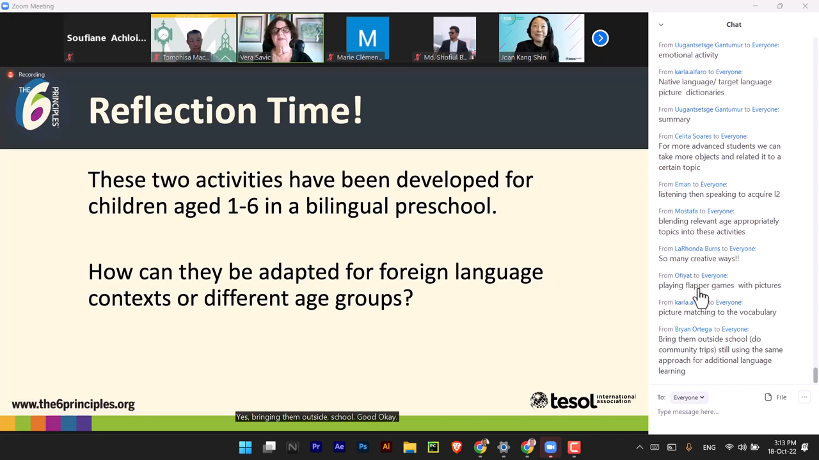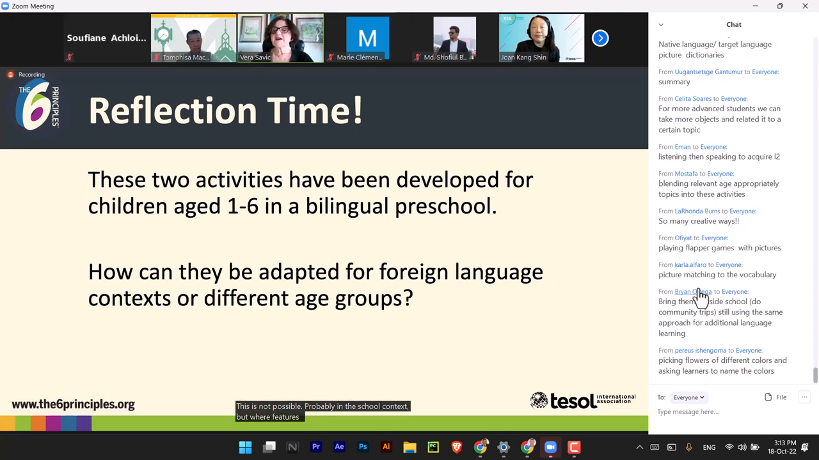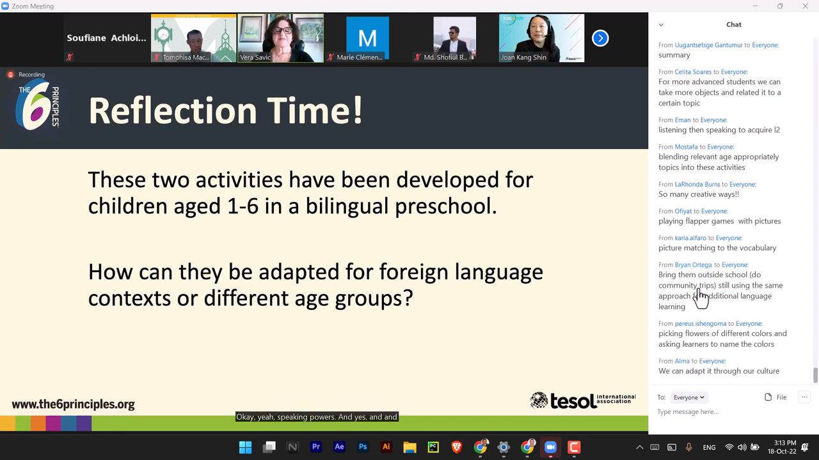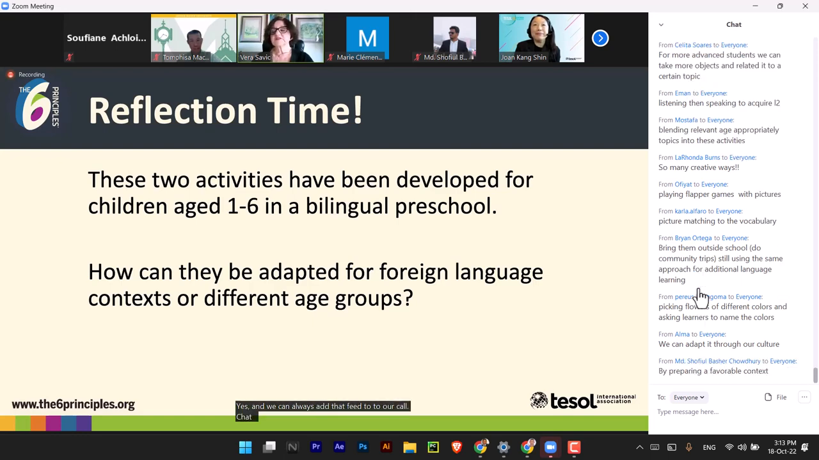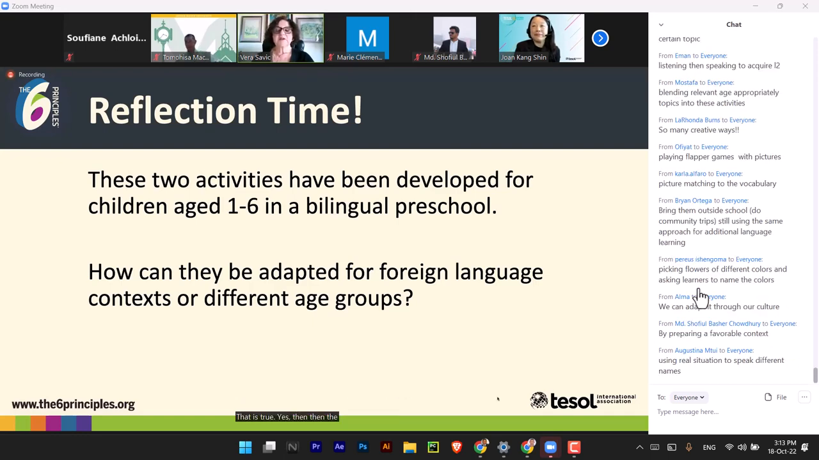Okay, in a bilingual school, it is easy really to immerse children in a foreign language. This is not possible probably in a school context, but we as teachers can encourage their language use outside the classes as well. Okay, yes, picking flowers and using the names of the colors, that's nice. Yes, and we can always adapt it to our culture. That is true, yes, the actual context in which we are teaching gives us ideas.